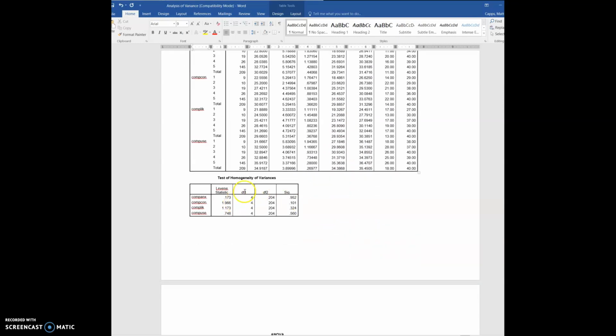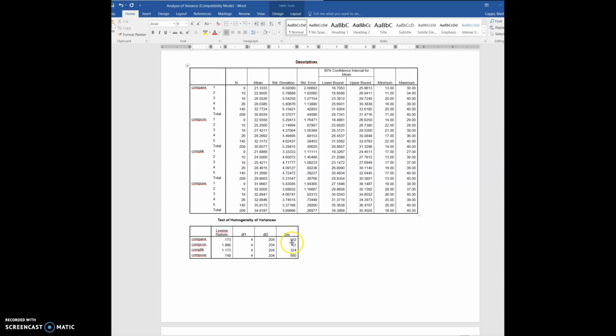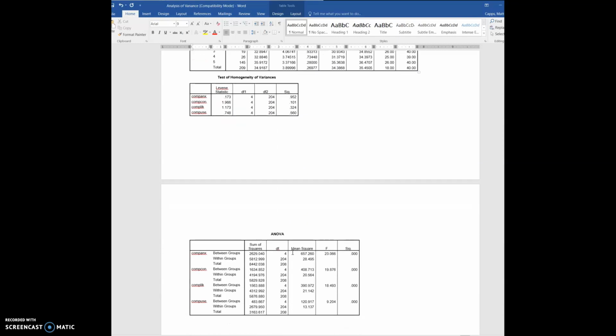Are they the same shapes? In terms of how these numbers are distributed, the means and the standard deviations across all these groups, all these numbers are larger than 0.05. So we're good. We don't have anything to fix there.